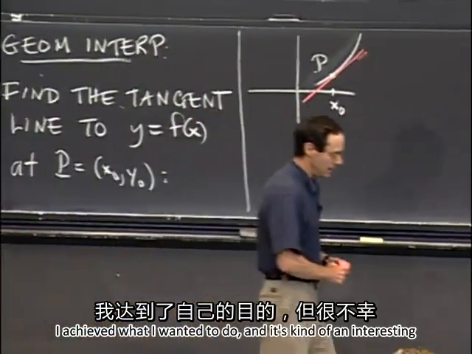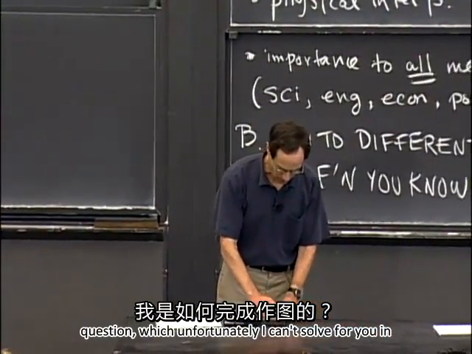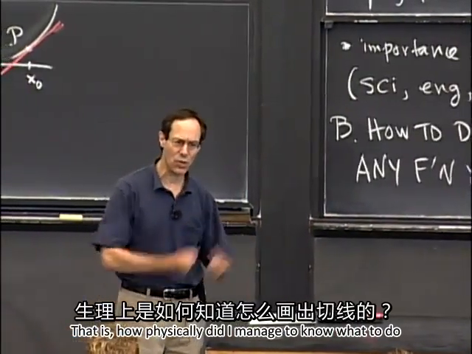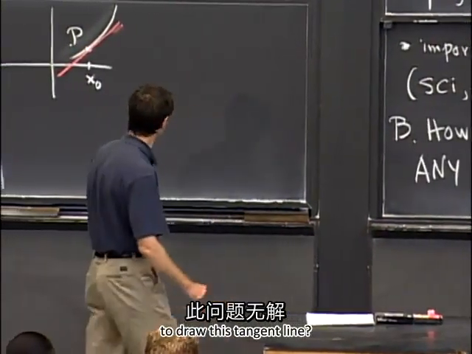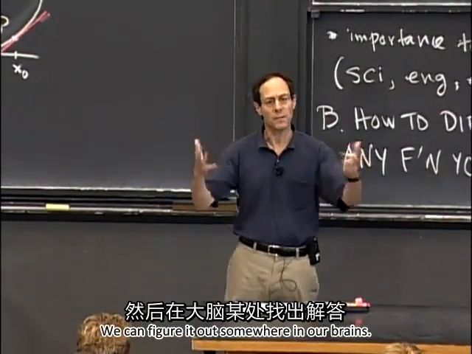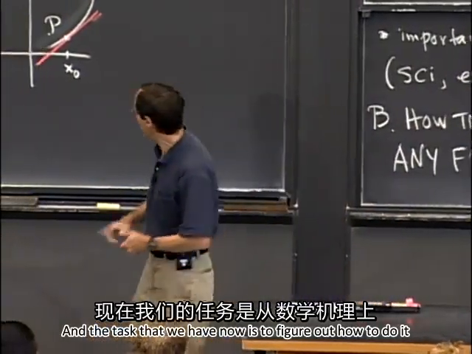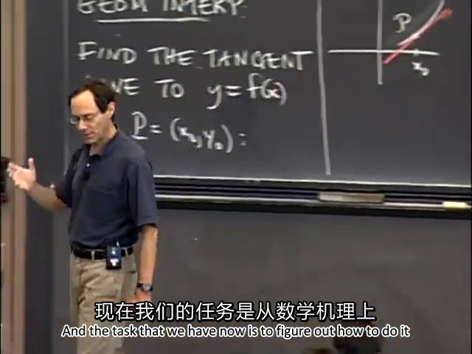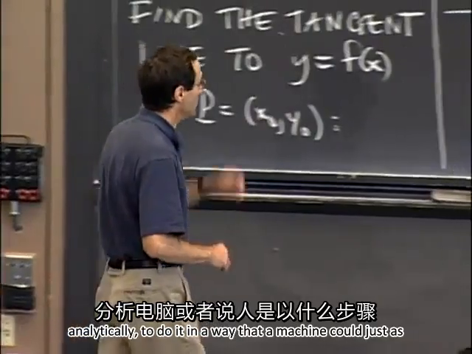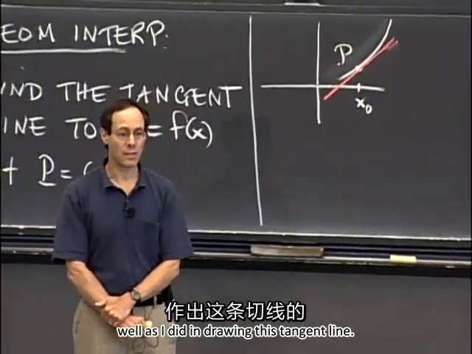And it's kind of an interesting question, which unfortunately I can't solve for you in this class, which is how did I do that? That is, how physically did I manage to know what to do to draw this tangent line? But that's what geometric problems are like. We visualize it, we can figure it out, somewhere in our brains it happens. And the task that we have now is to figure out how to do it analytically, to do it in a way that a machine could do just as well as I did in drawing this tangent line.